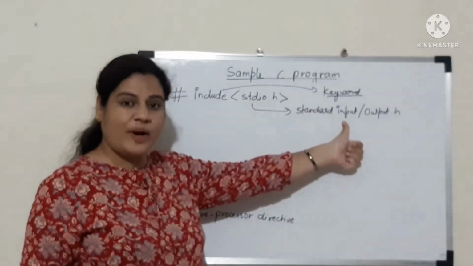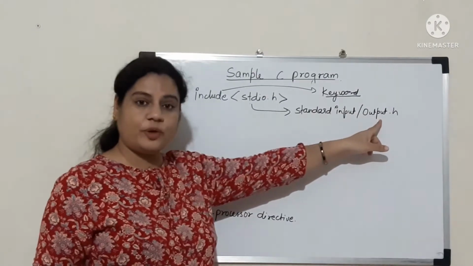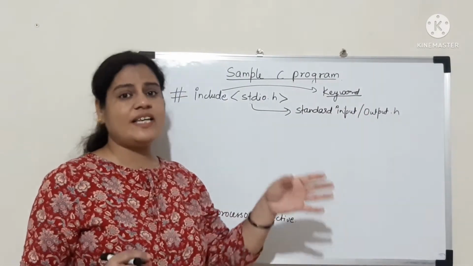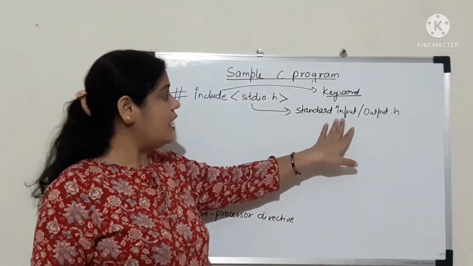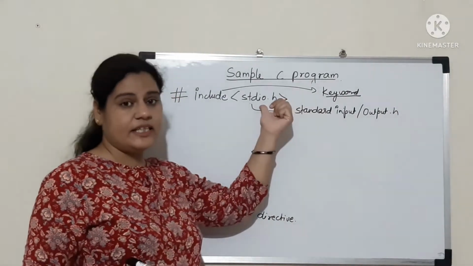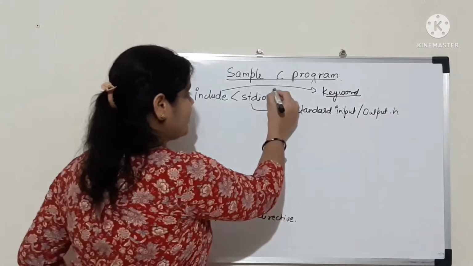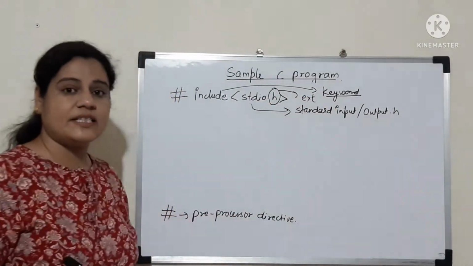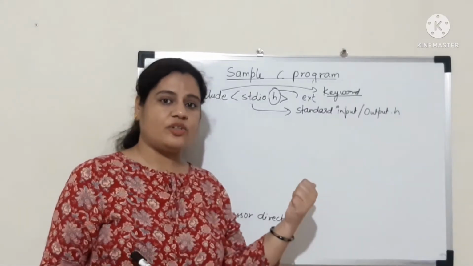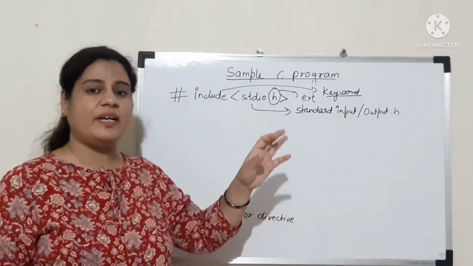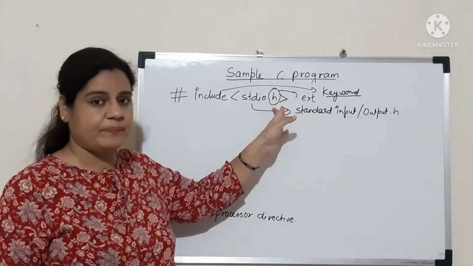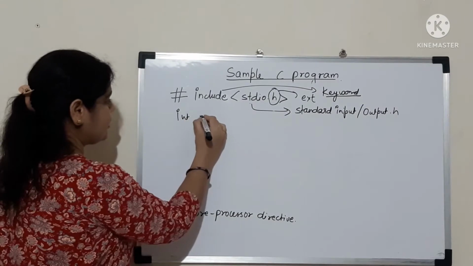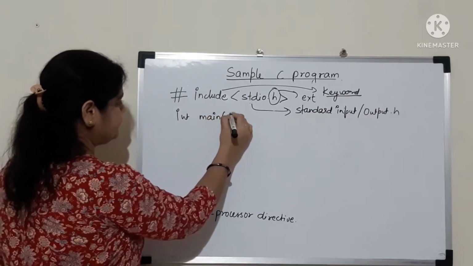Standard input device and standard output device. All the functions which are related to the standard input device and standard output device lie in stdio.h. .h is basically the extension of the header file. .h is the extension of stdio.h. Whatever header file it may be, it will have the .h extension. Next is what? I am writing here int main.